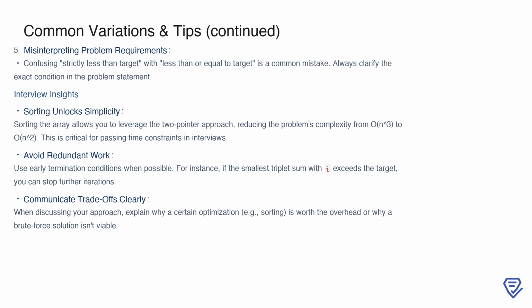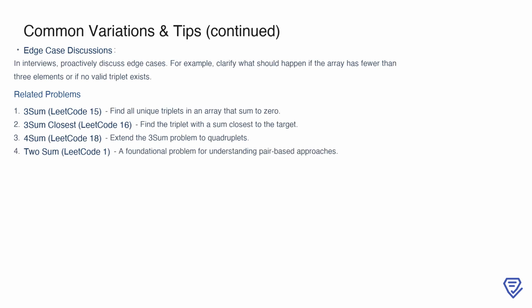When explaining your approach in an interview, it's important to communicate the trade-offs you've made. For instance, justify why sorting, despite its O(n log n) cost, is ultimately beneficial or why brute force isn't practical for larger inputs. In coding interviews, discussing edge cases demonstrates thoroughness. Bring up scenarios like arrays with fewer than 3 elements, empty arrays, or situations where no valid triplet exists. Clearly state how your solution handles these cases to show your attention to detail.